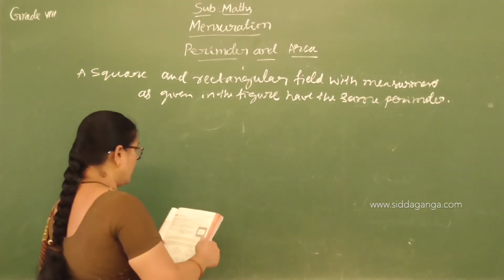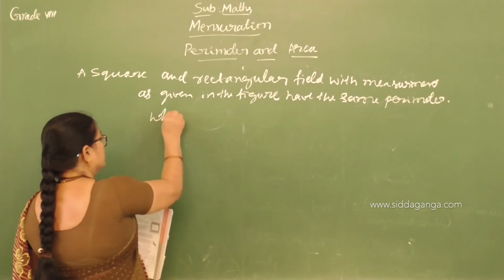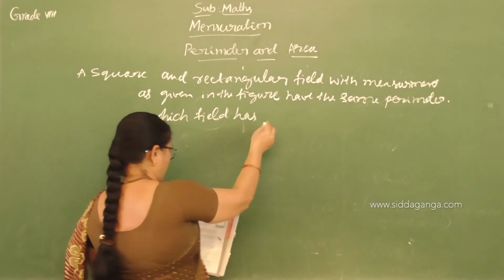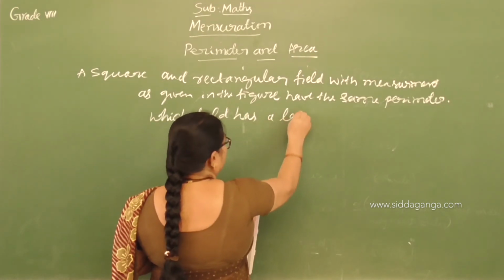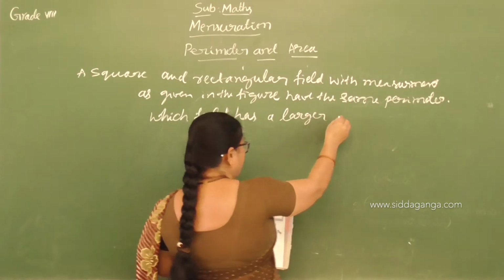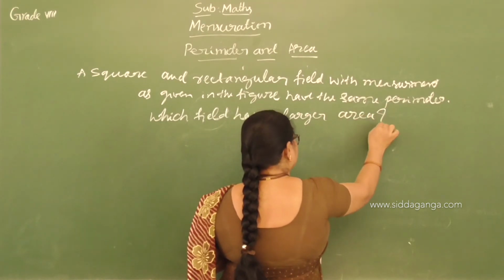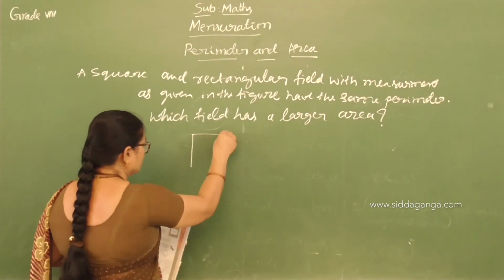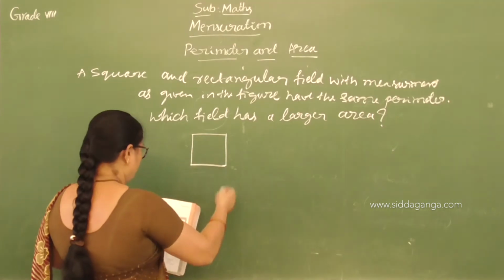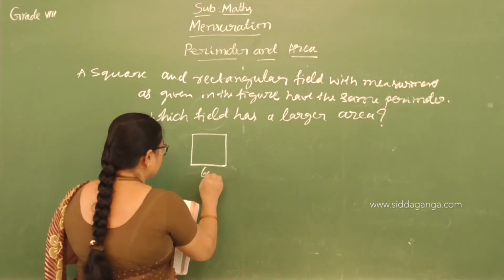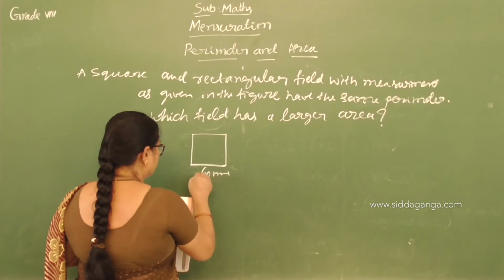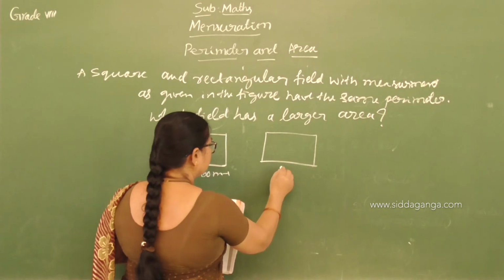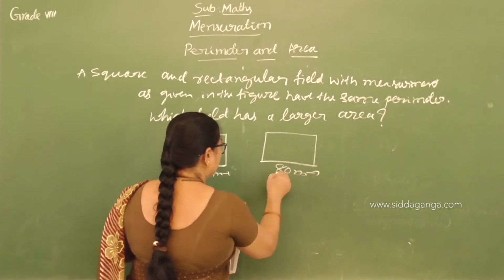Which field has a larger area? Here we have to take the figure. Here the square is there, 60 meter. Here a rectangle, 80 meter.